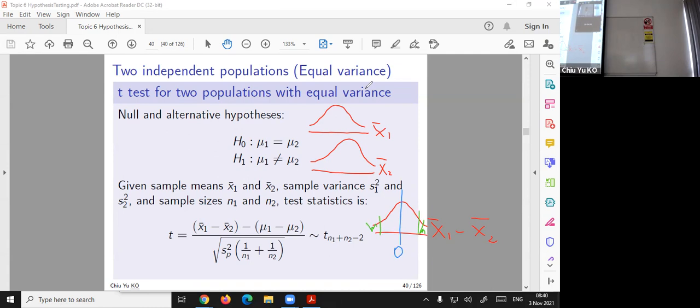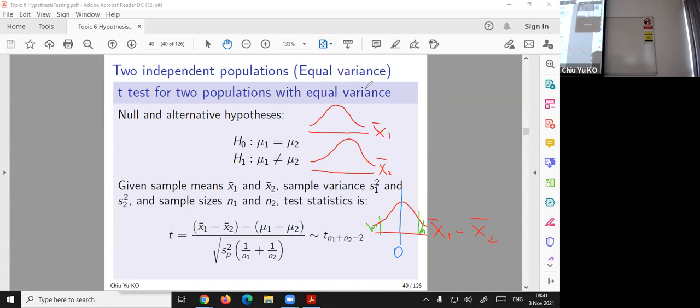If the data is in the green area, that means that the two are different. So that is the idea. This is a two-sided test. Of course, you can do one-sided. If two-sided, you put alpha over 2 on both sides. If one-sided, you put alpha on just one side. Is that okay for this one?